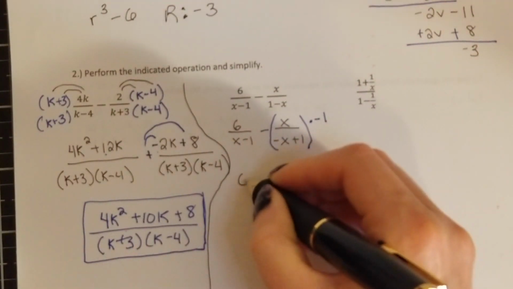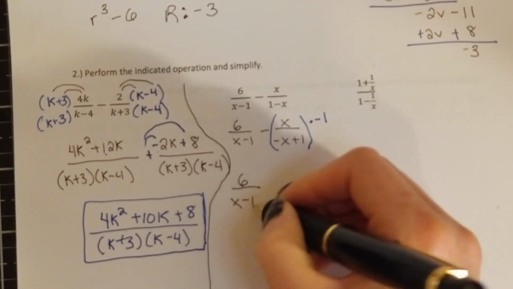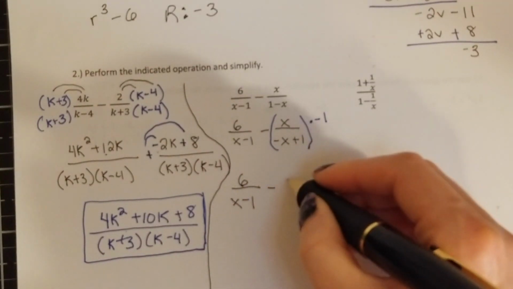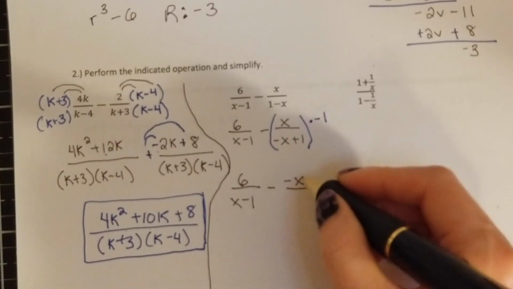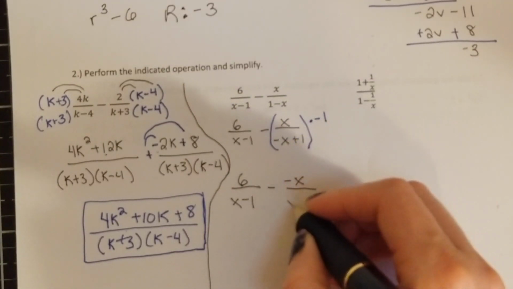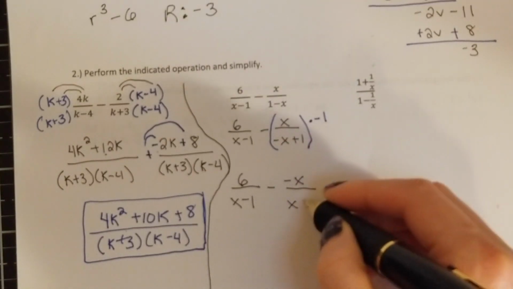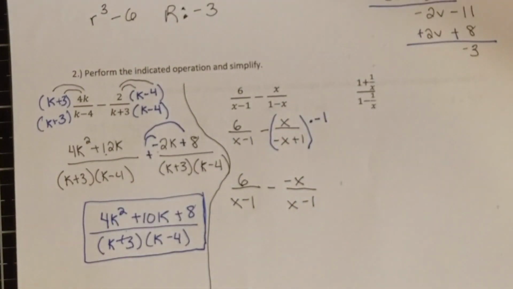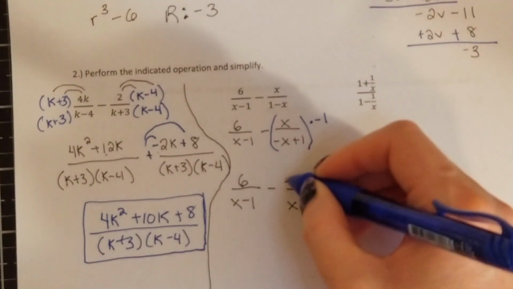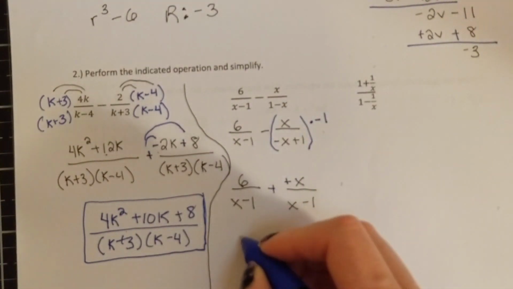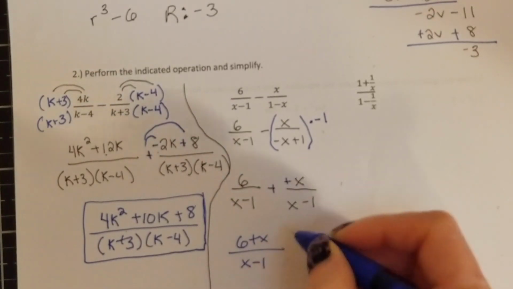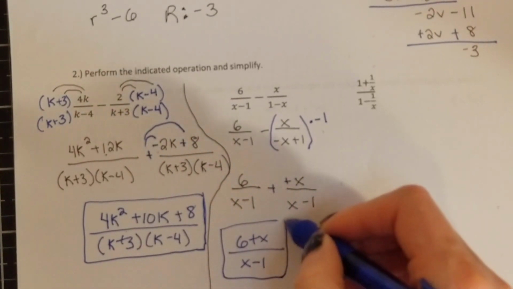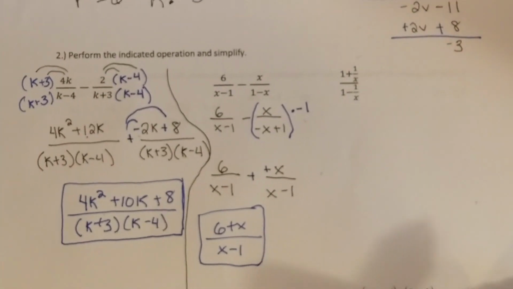So we have 6 over x minus 1 minus a negative x on the top, and then we would have -1 times negative x would be x, -1 times 1 would be -1. Change your signs here in the middle, and you're basically looking at your answer. 6 plus x over x minus 1. And that would be your answer for that one.